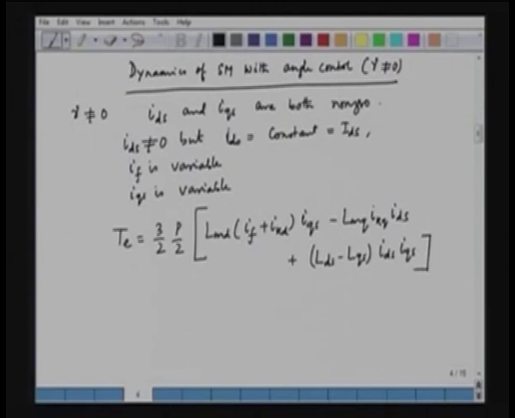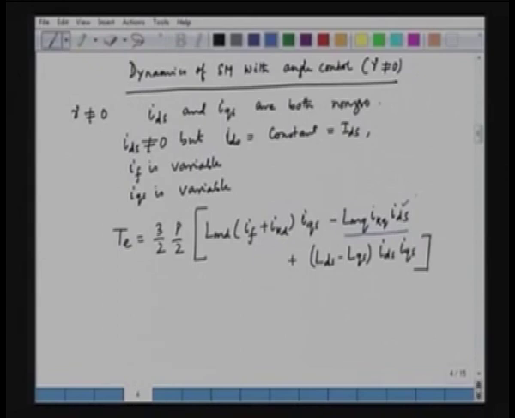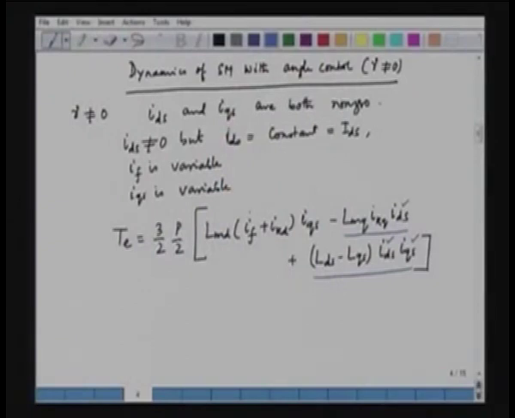So, if this is the torque expression, what are the terms that will be present in the torque expression? IDS is non-zero, so we cannot neglect this term; it will be present because IDS is present here. IDS is also present, so this term will be present, and this IQS is also present here. So, LDS minus LQS is the reluctance torque, and that torque will also be present. What about the field torque? IF is also present, so this term will be there. And since IF is variable, IKD will also be present and IQS is non-zero. So, all these three terms will be present. So, we can say that all terms will be present.